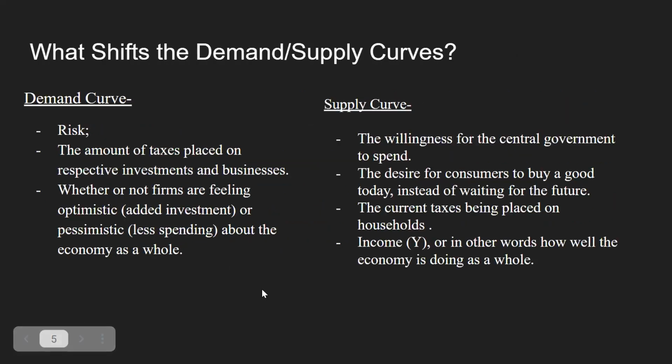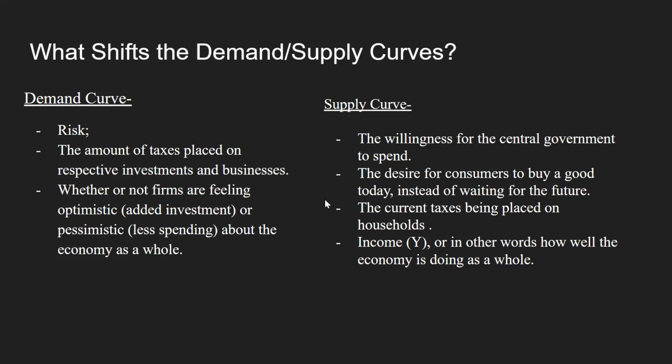And then, what shifts the demand and supply curves? For demand curves, risk is a big thing that shifts it. So the amount of risk with trying to invest in something, and the amount of taxes placed on respective investments and businesses also shift it, as does whether or not firms are feeling optimistic, which means added investment, so it would shift right, or pessimistic, less spending, which means it would shift left, about the economy as a whole.